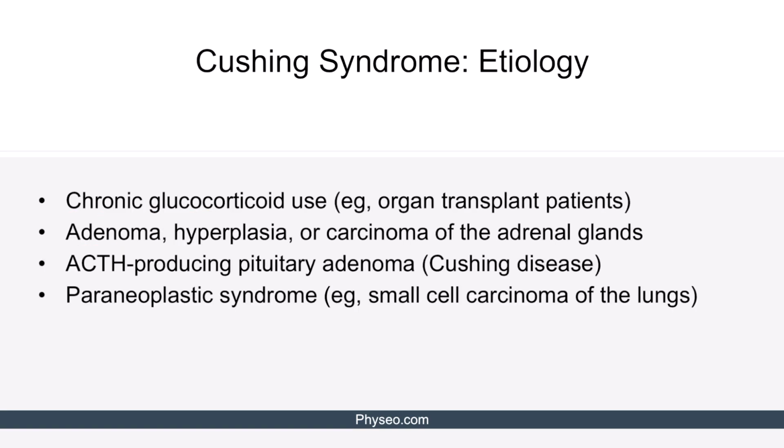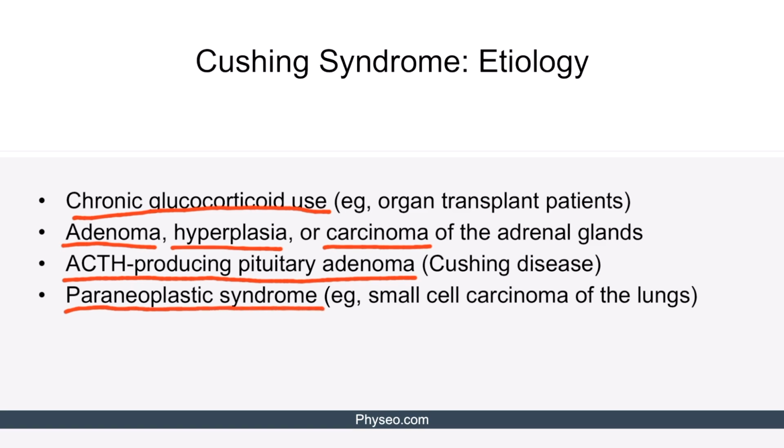There are several notable etiologies of Cushing syndrome. First is chronic glucocorticoid use that, for example, may be seen in organ transplant patients receiving steroids to avoid rejection of the transplanted organ. Second is adenoma, hyperplasia, or carcinoma of the adrenal glands. Third is an ACTH-producing pituitary adenoma, which is Cushing disease. And fourth is a paraneoplastic syndrome, which leads to excessive production of ACTH. This is most commonly tested in the context of a small cell carcinoma of the lungs.